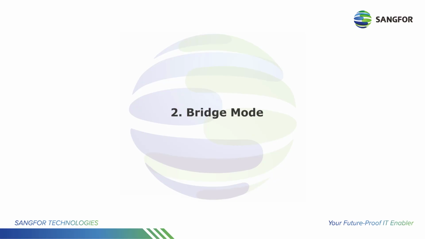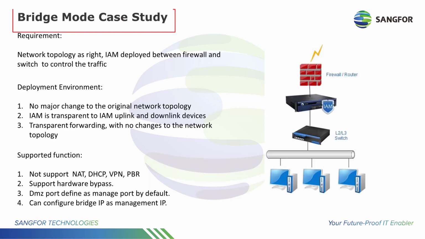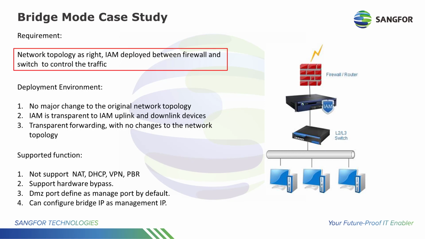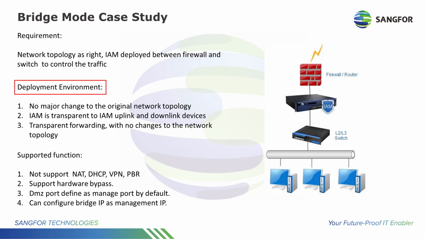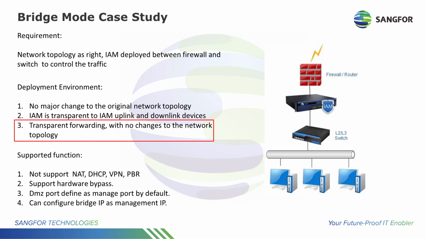Bridge mode. Bridge mode case study. Requirement. Network topology as right, IAM deployment between firewall and switch to control the traffic. Deployment environment. No major change to the original network topology. IAM is transparent to IAM uplink and downlink devices. Transparent forwarding, with no changes to the network topology.